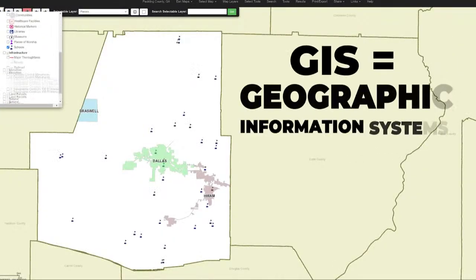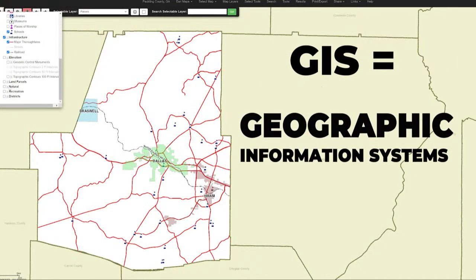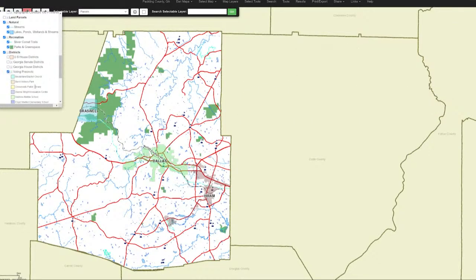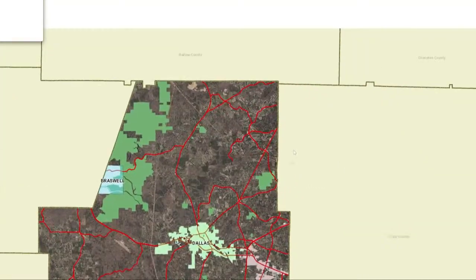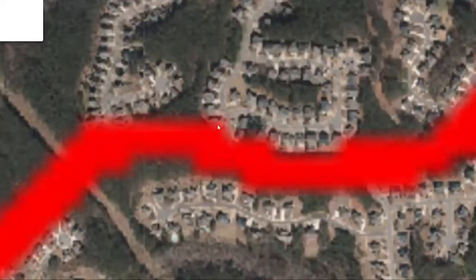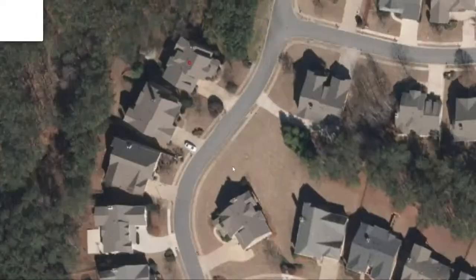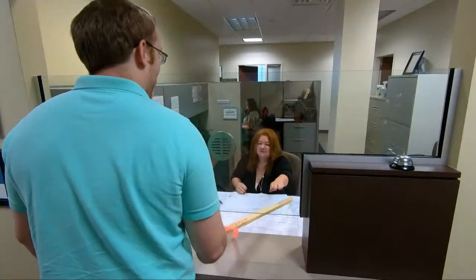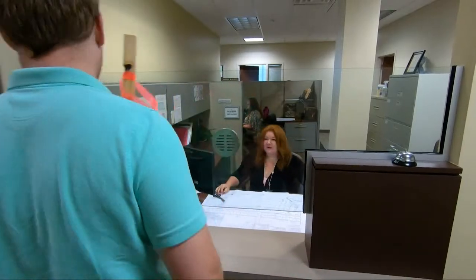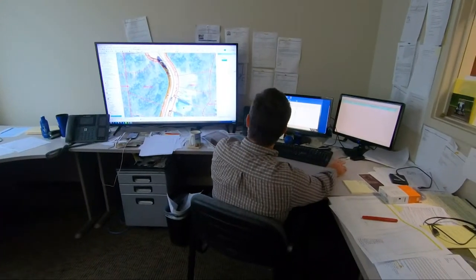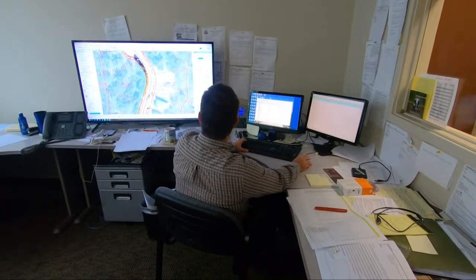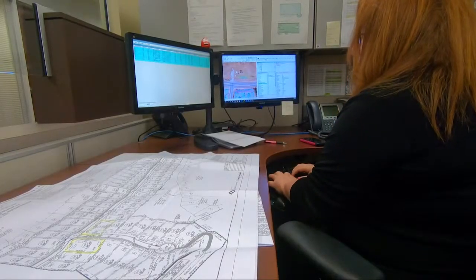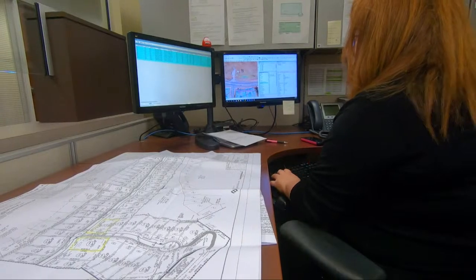GIS stands for Geographic Information Systems, which primarily is a computer system designed to organize large amounts of data geographically. For example, property information and political districts connected to an address. Paulding County's GIS office is a division of the Information Technology Department, with its primary responsibility being addressing. This office is responsible for the assignment or changes of addresses in the county, except for those in the city of Dallas. Street naming and mapping are also critical components to the addressing system.